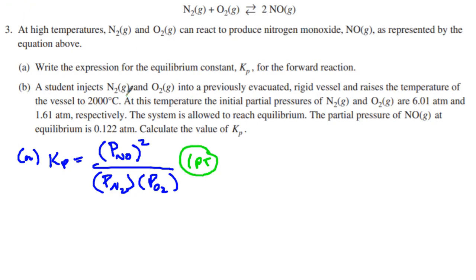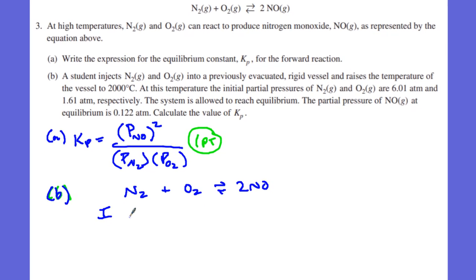Then it says a student injects N2 and O2 into a previously evacuated rigid vessel. It's at 2,000 degrees Celsius, and we know the initial partial pressures. As soon as you see initial, what are you going to think of? You're going to think of ICE, aren't you? You're going to think of initial, change, equilibrium. So we have N2, we have O2 in equilibrium with 2 NO. So my initial is going to be 6.01 atmospheres. I have 1.61 atmospheres here, and I have 0 initially.